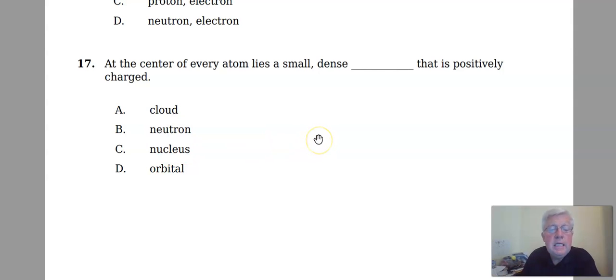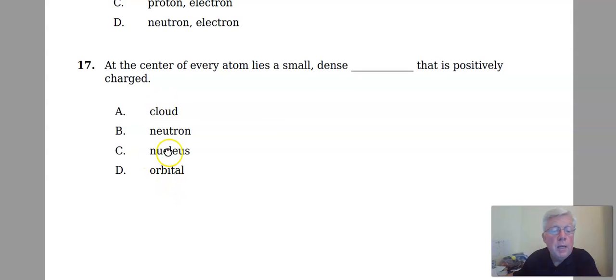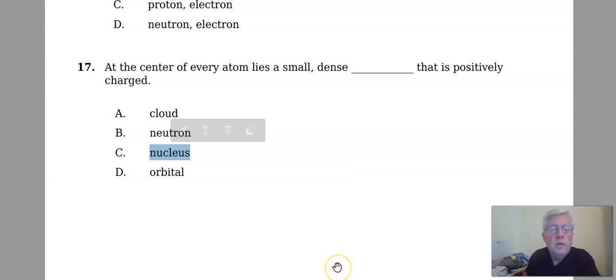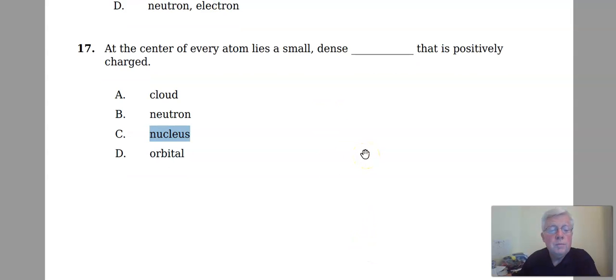Now, I could see that you might say a small, dense proton that is positively charged, but proton is not the right answer. And proton is not one of these answers, so you couldn't choose it anyway. The best answer is nucleus. The nucleus is at the center of the atom and holds all the protons and neutrons. Okay, and it's very small. It's incredibly small, considering how big our world is. Electrons take up most of the space.